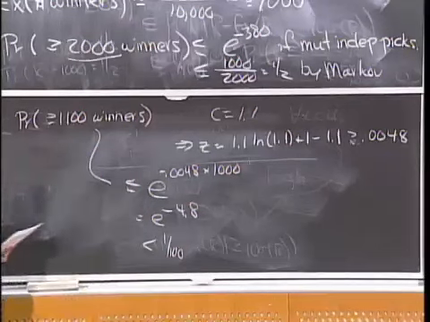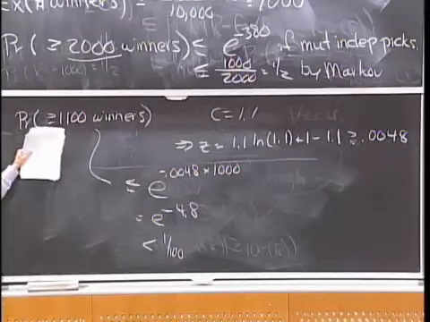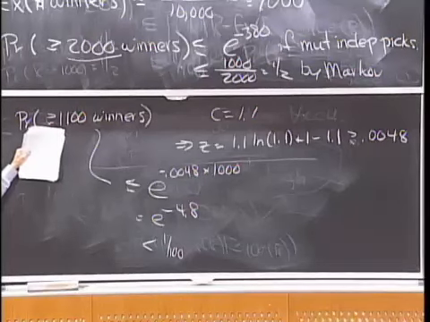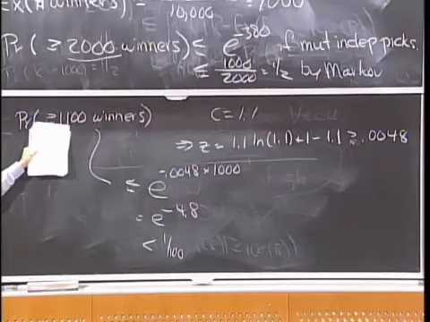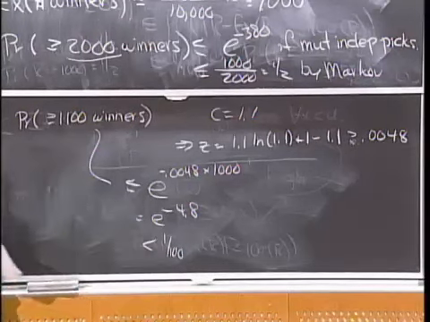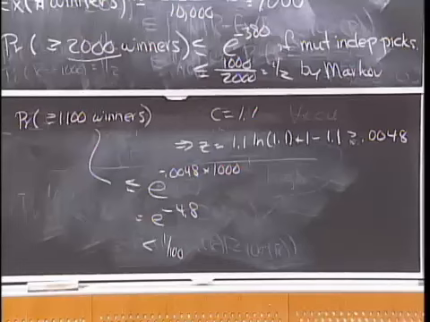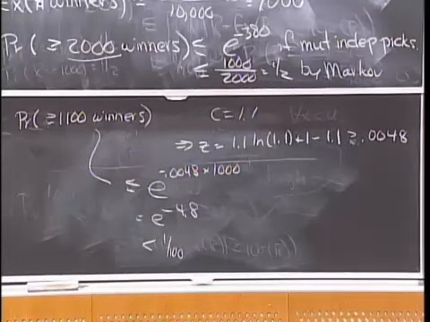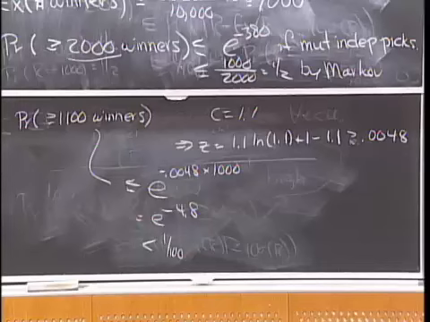So that's pretty powerful. It says you got 10 million people who could win. The chance of even having 100 more than the 1,000 you expect is 1% at most. Very, very powerful. It says you really expect to get really close to the mean in this situation.